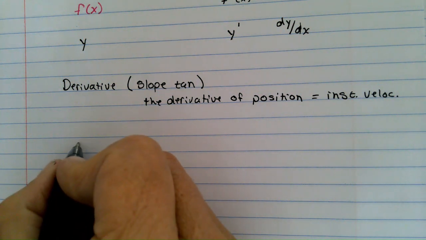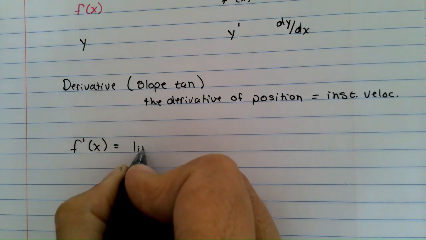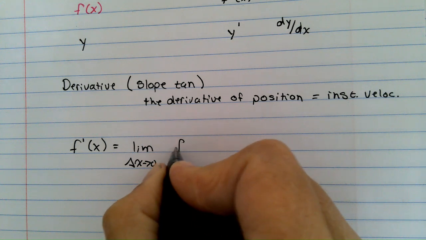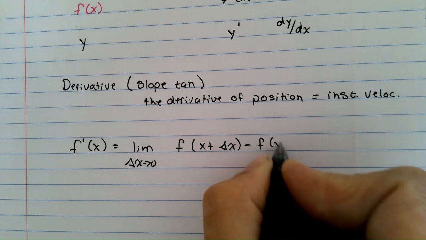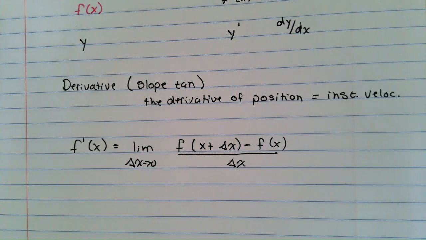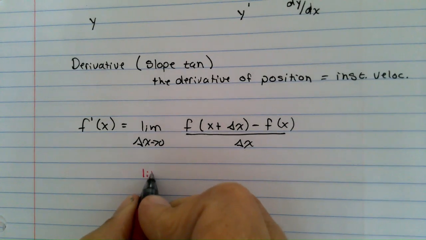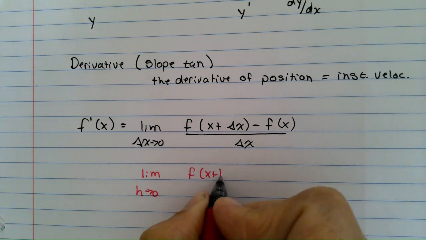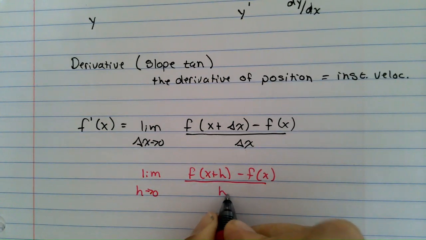Okay, so f prime of x is going to be the limit as delta x approaches 0 of f of x plus delta x minus f of x, all over delta x. And I've already told you that for notation and for writing purposes, I prefer the limit as h approaches 0 of f of x plus h minus f of x, all divided by h.